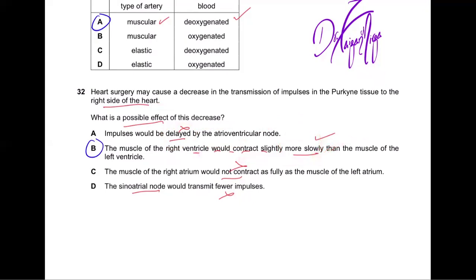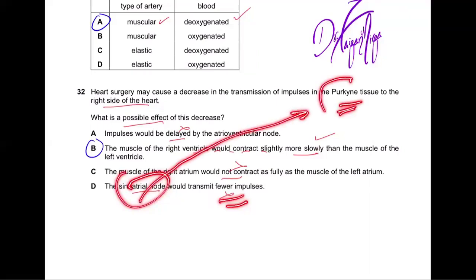The muscles of the right atrium would not contract fully? Now, contraction being full or not full is completely a muscular mechanism. It has not got much to do with the impulse being transmitted. The sinoatrial node would transmit fewer impulses? No, the SA node is the pacemaker. Here we are discussing only the Purkinje tissue.